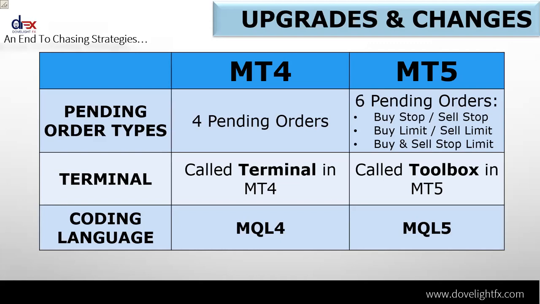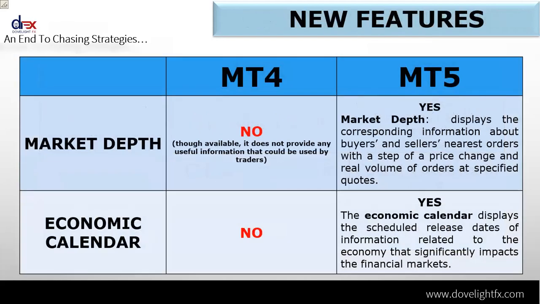So in MT5, if you want to code a robot to be trading for you, or any expert advisor to be doing a particular work for you, then you must use MQL5. That stands for MetaQuotes Language 5, and the previous one is MetaQuotes Language 4. Basically, that is that. So we are now talking about the new features.